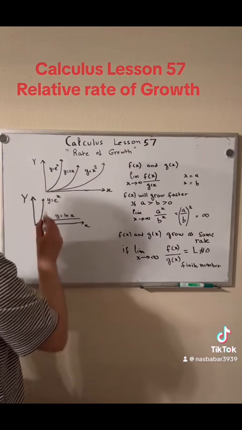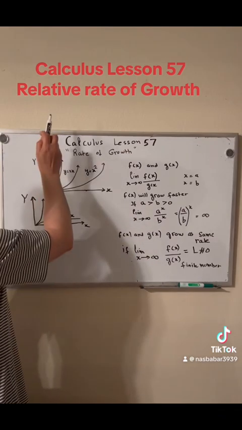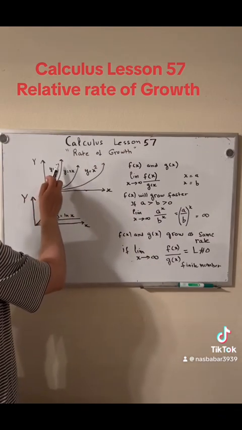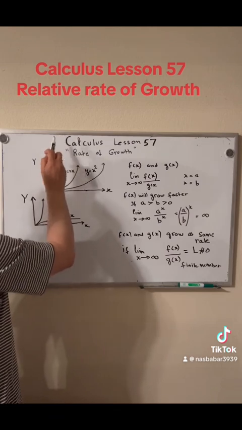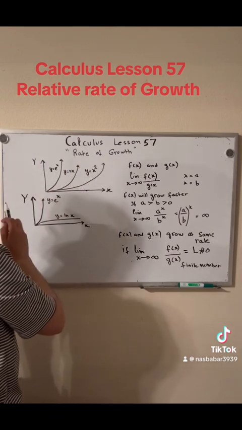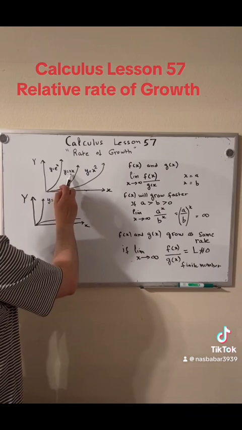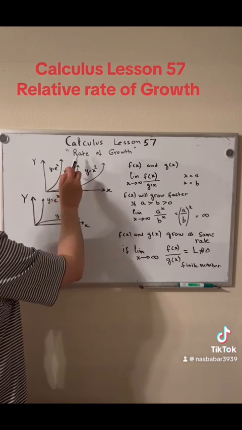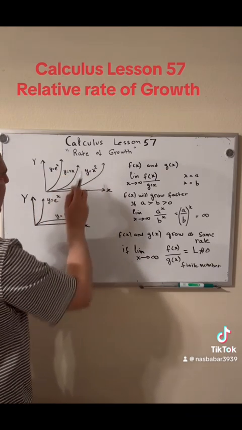As you can see, these are shooting up. y is equal to e to the x is approaching infinity faster than y is equal to 2x. And the y is equal to 2x function is approaching infinity faster than y is equal to x squared.